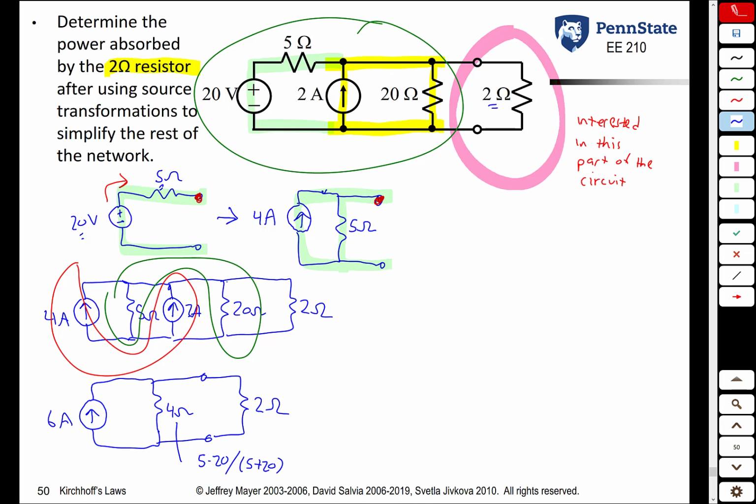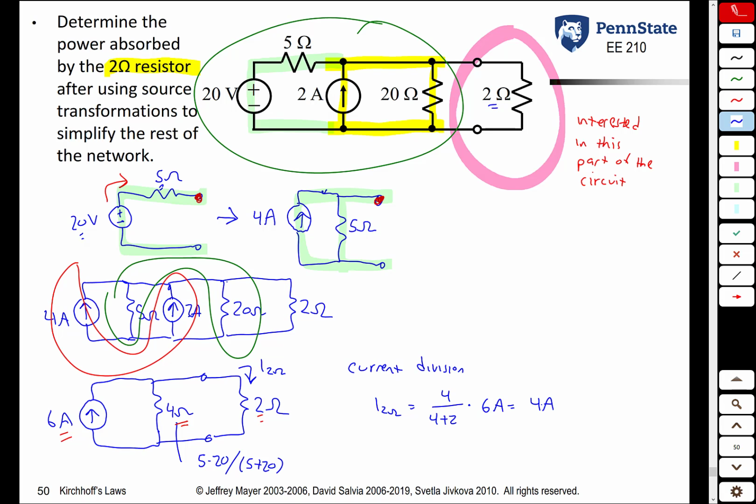But now we're at a point where we can use current division. So we can now find the current through the 2 ohm resistor, call that I sub 2 ohm. So from current division, the current through a resistor is equal to what? Because there are 2 resistors, it's the opposite resistance, 4 over 4 plus 2 times 6 amps. So I sub 2 ohm is 4 ohm divided by 4 plus 2 times the total current, or 4 amps.